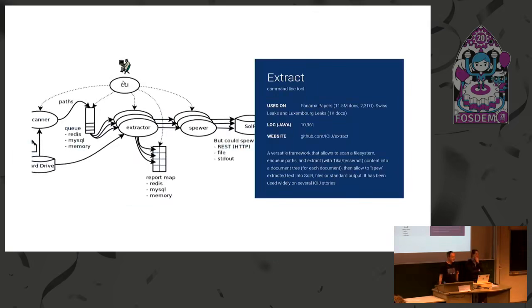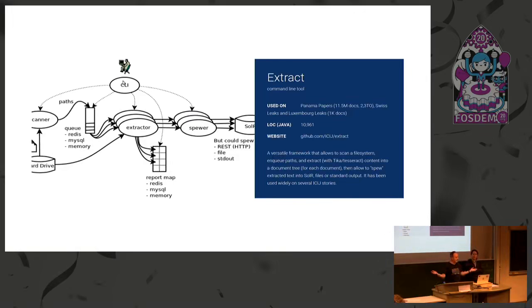So the first brick was Extract. It was a command line tool, and it was used on the Panama Papers, which was 11 million documents and 2.3 terabytes. It was used also on Swiss Leaks and Luxembourg Leaks, and it was about 10,000 lines of Java code. You can see the workflow here.